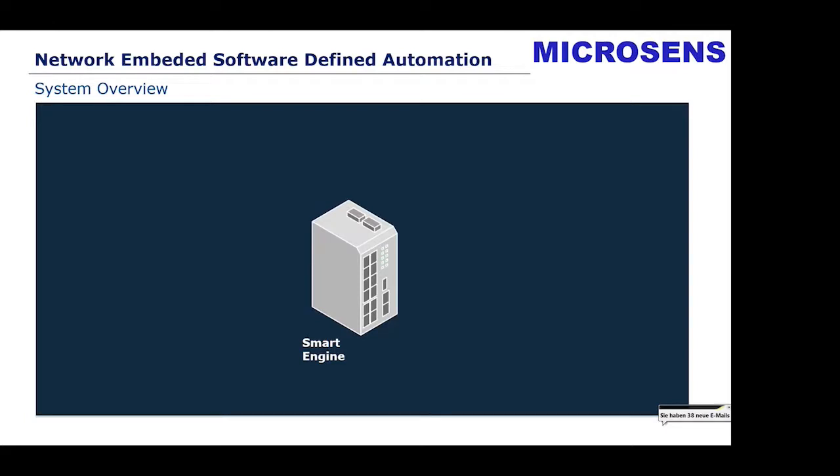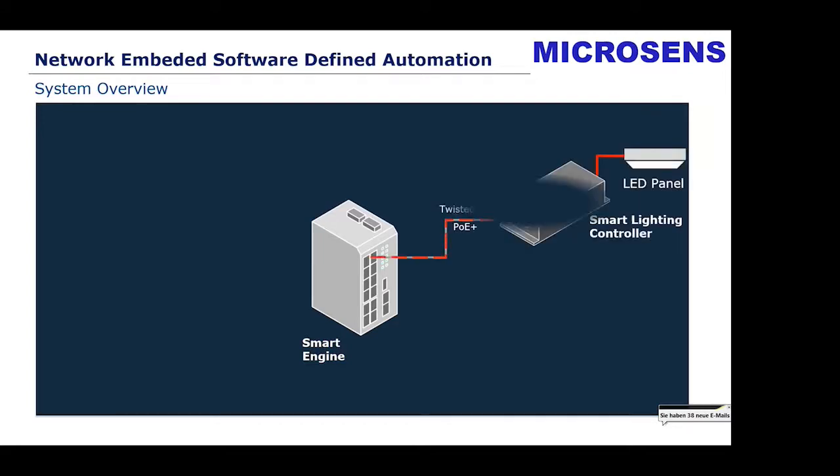To describe the concept behind this automation approach from Microsens, we will start at this room controller, or this point where we have the automation devices. We start with our switch, in this case a PLM. It's our industrial line switch, which is called here Smart Engine. To this switch, we can connect over PoE, for example, our smart lighting controller.